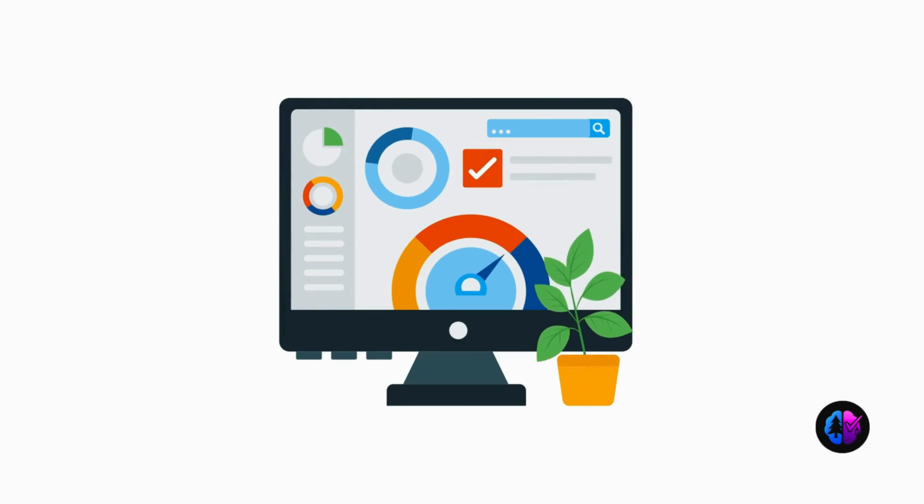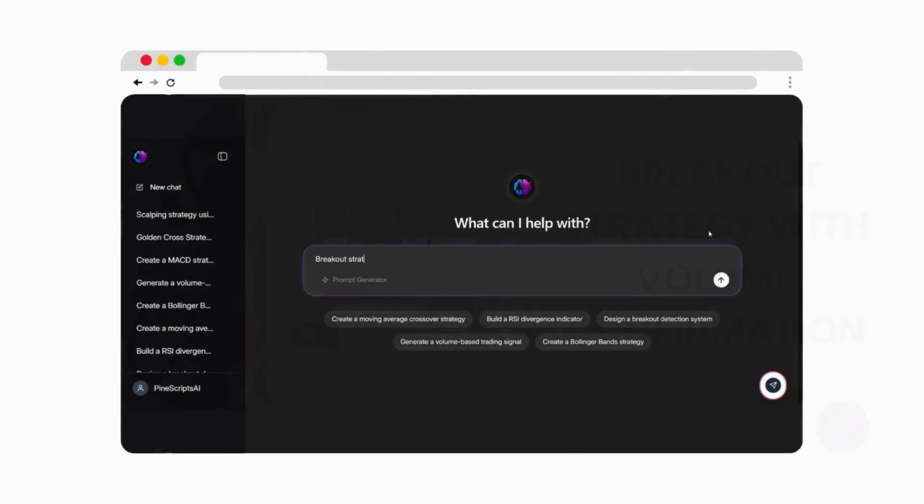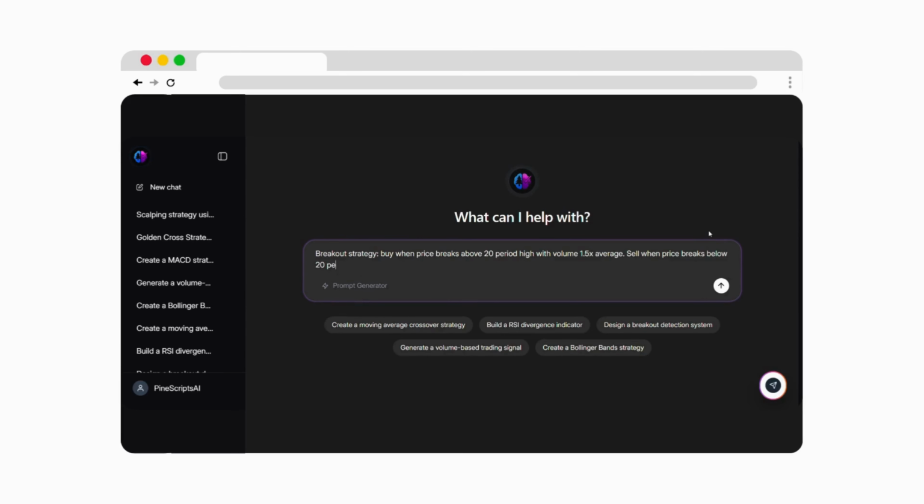One more speed test. I want a breakout strategy with volume confirmation. Super quick breakout strategy. Buy when price breaks above 20 period high with volume 1.5 times average. Sell when price breaks below 20 period low. Show breakout levels and volume.